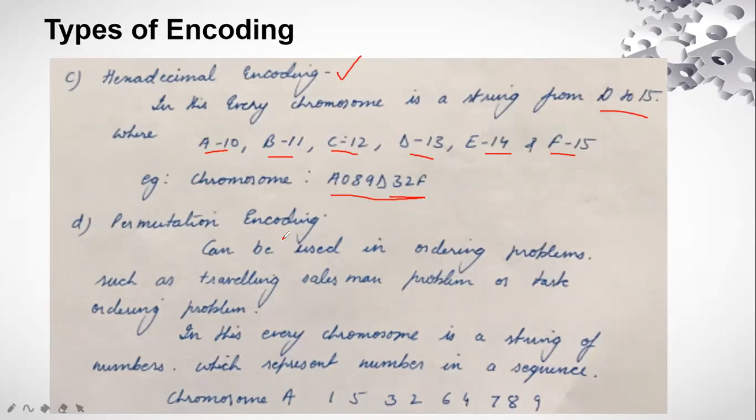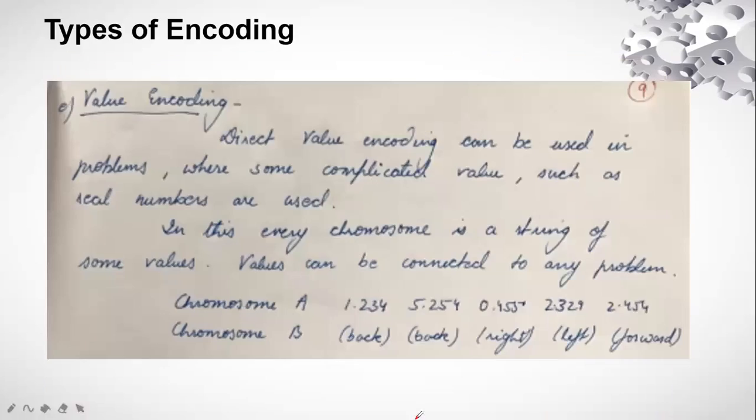Now the next type of encoding is called permutation encoding. This is an important encoding, and it is basically used in the traveling salesman problem and other types of ordering problems. Here we have a chromosome which is a string of numbers, and we represent these numbers as a sequence. Let's say we define it as 1, 5, 3, 2, 4, 6, 4, 7, 8, 9. This is a chromosome A, which is a string of numbers. This is called permutation encoding, in which we have numbers, neither the binary form, nor the octal form, nor the hexadecimal form.